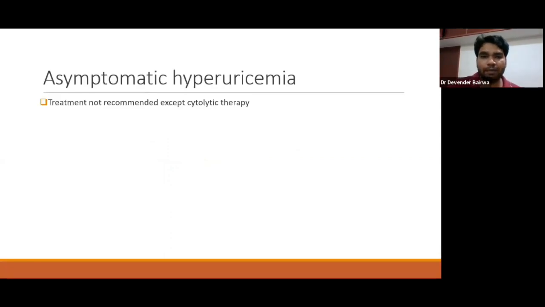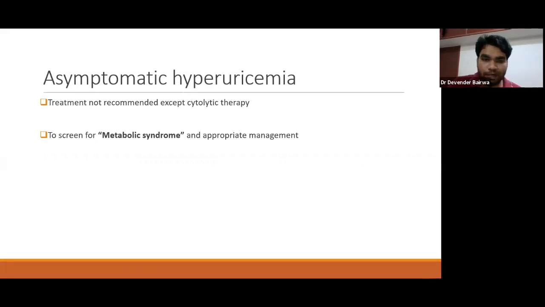Treatment of asymptomatic hyperuricemia is not recommended, because we have already seen that 90% of people with asymptomatic hyperuricemia will not progress in their life, except when cytolytic therapy is going on, like the last phase of leukemia or lymphoma, or when you are giving chemotherapy to patients of leukemia or lymphoma and suspect that the patient might suffer from uric acid nephropathy. These are the cases when you go for treatment of asymptomatic hyperuricemia. Otherwise, treatment is not recommended.